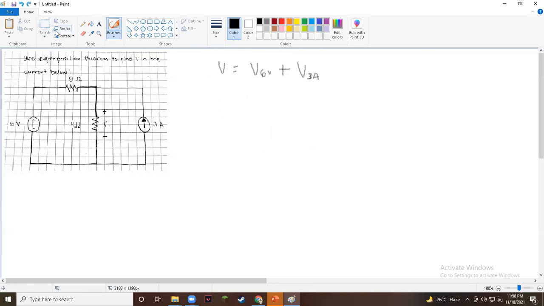Ayan, so input na natin lahat na nakuha natin kanina. So, ang ating voltage due to 6 volt is, ano yung nakuha natin? 2 volts plus ang voltage due to 3 ampere natin is 8 volts. Therefore, ang ating voltage is equal to 10 volts. So, simple lang, di ba? Ito na ang ating final answer.